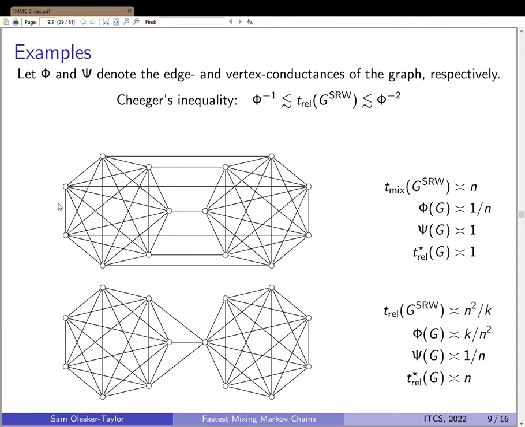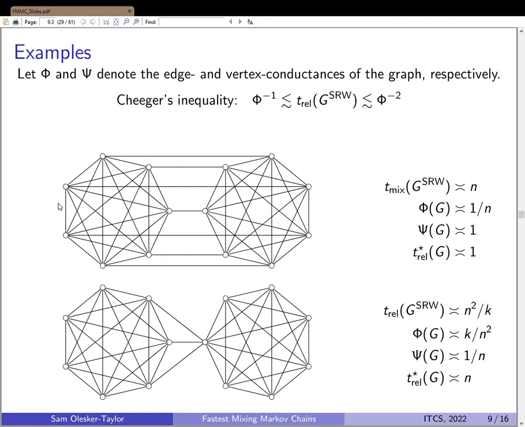So you take each of the cliques and just sparsify them to get a three-regular expander graph, and also remove all of the connecting edges between the two cliques, except for one. And then you get two cliques which each are three-regular expanders, and it's not particularly difficult to check that this has relaxation time order n.